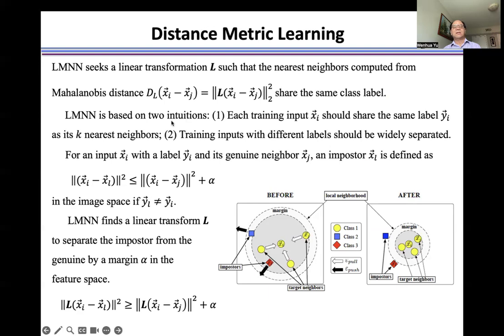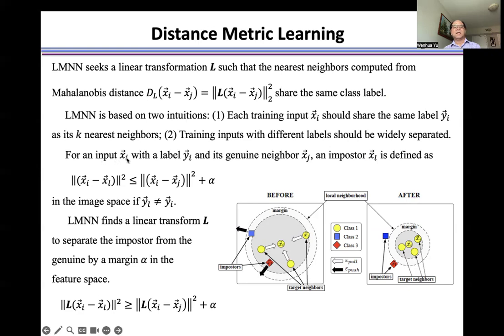LMNN is based on two intuitions. First, each training input xi should share the same label yi as its k nearest neighbors. Second, training inputs with different labels should be widely separated.